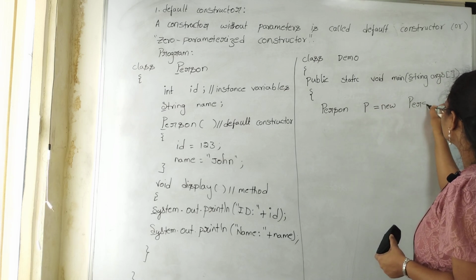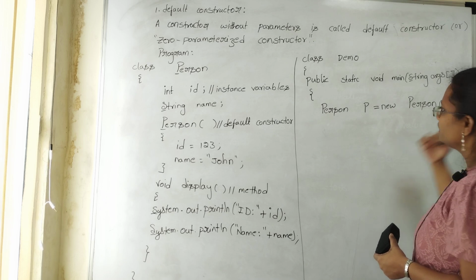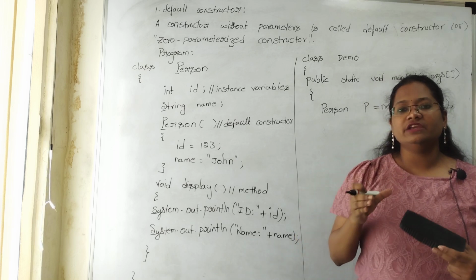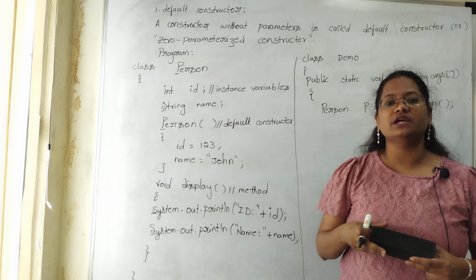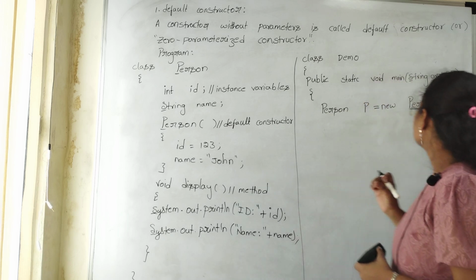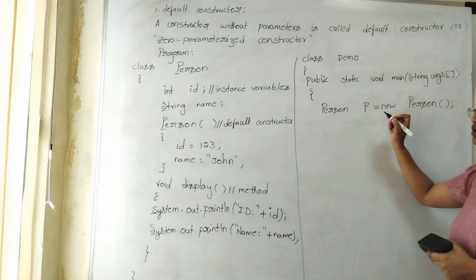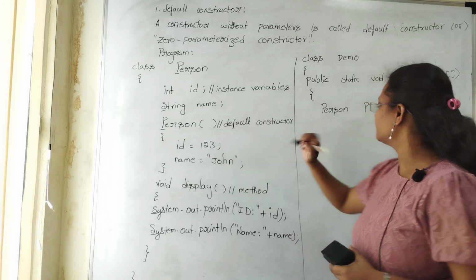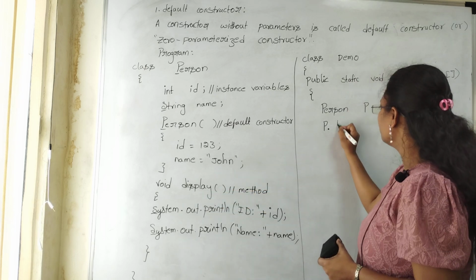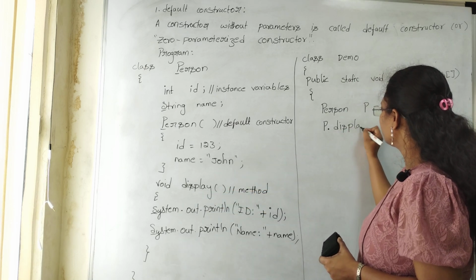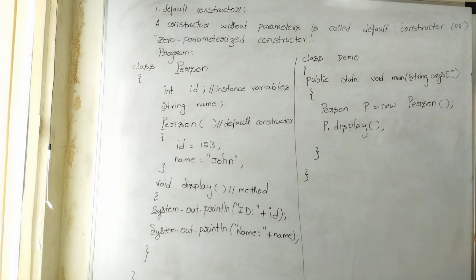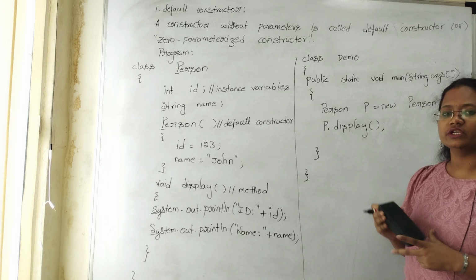So person. Okay, so now it is a default constructor. When I gave the definition of default or parameterized constructor, I said that when a class object is created, automatically the constructor will be called. So I have created the class object, right? Automatically it can call the default constructor. Now P dot, okay, what is the method I need to display here? Display method. So in this way we are going to define default constructor.